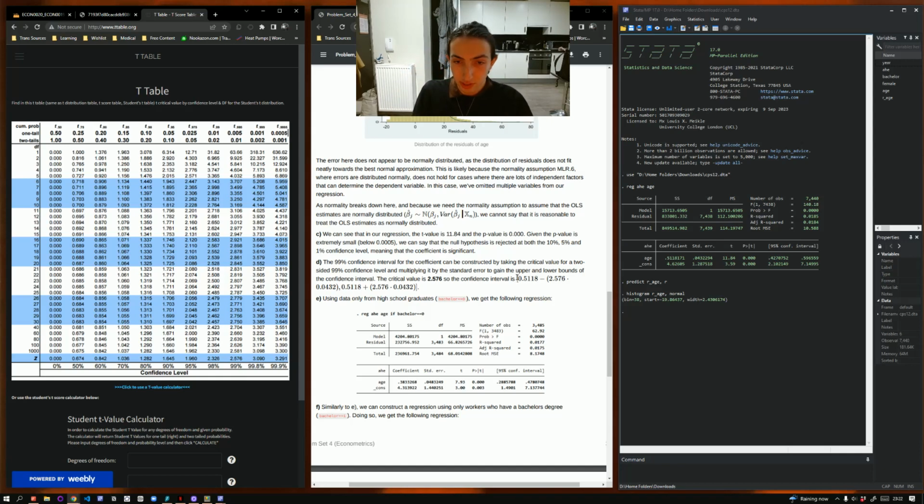Here I've shown it just as the coefficient minus the critical value times the standard error, and then plus the critical value times the standard error. And you can see the standard error in your regression just here.